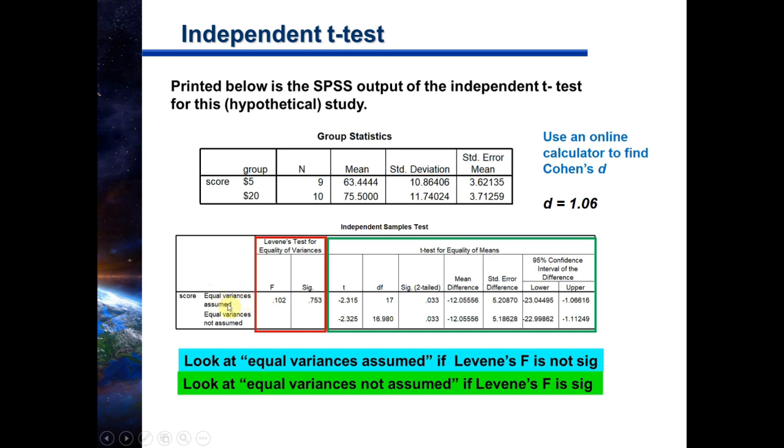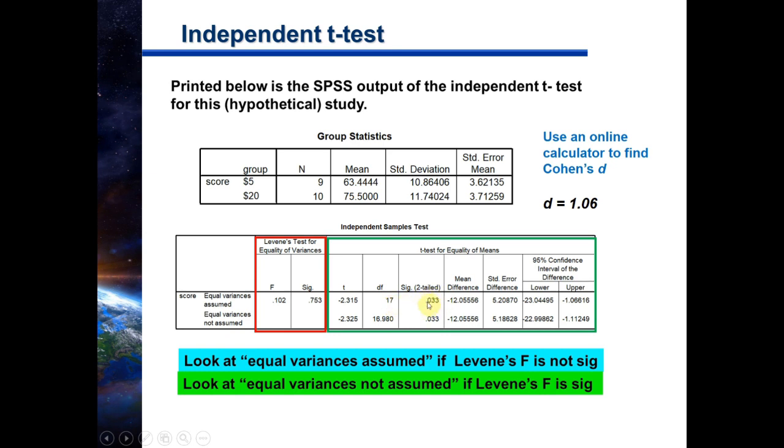That means we're going to look where it says equal variance is assumed, and we're going to look at this set of test results. If this had been significant, if this had been less than 0.05, then we would be sad, and sad people look down. So we would be looking at this row of data. All right, but that didn't happen, so we're going to look at this t-value, this degree of freedom, and this sig value.